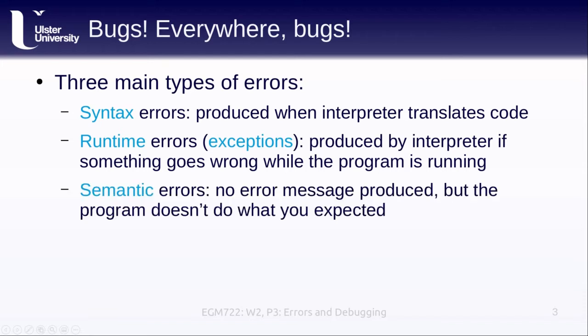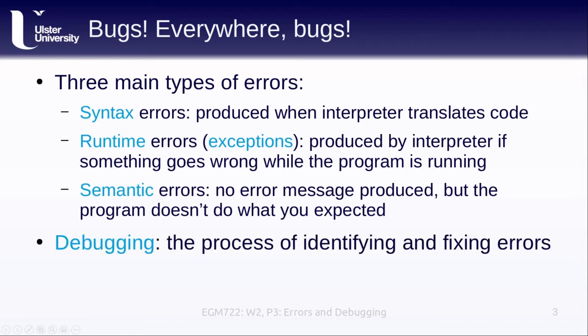The third kind of error that we'll talk about is a semantic error, and this is where no error message is produced, but the program doesn't quite do what we expected. Something isn't quite right, and we need to figure out what that is. And finally, debugging is just the process of identifying and fixing errors in the code.